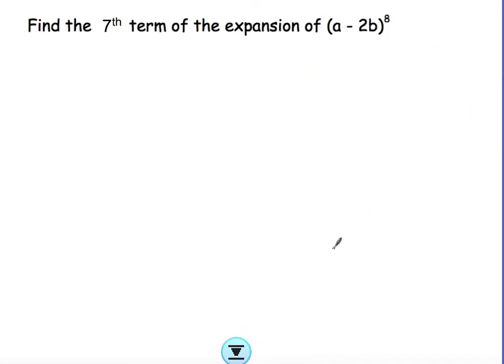Okay, let's try another one. This time we're going to find the seventh term. So again, whatever this exponent is, that's your row. And then here's my term. So it will be 8 choose 7. We always do the row and then the term. So 8 choose 7. Whatever is listed first, that is going to get raised to the 8 minus 7 power.